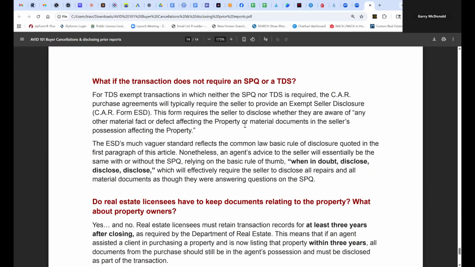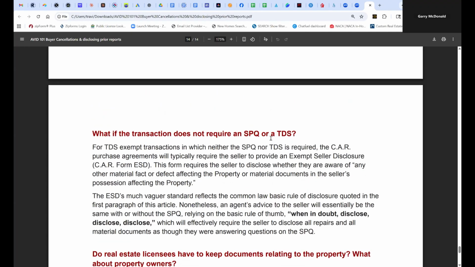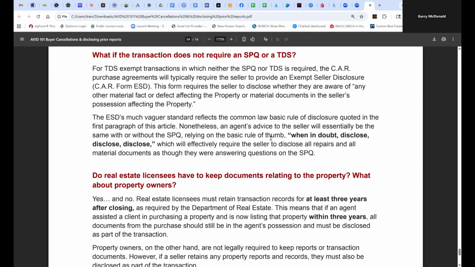What if the transaction does not require SPQ or TDS? For TDS exempt transactions in which neither the SPQ nor TDS is required, the CAR purchase agreements will typically require the seller to provide an exempt seller disclosure. That's Form ESD. This form requires the seller to disclose whether they are aware of any other material fact or defect affecting the property or material documents in the seller's possession affecting the property.